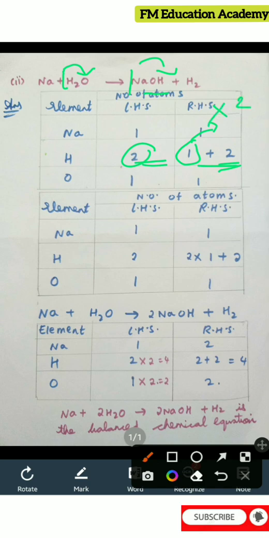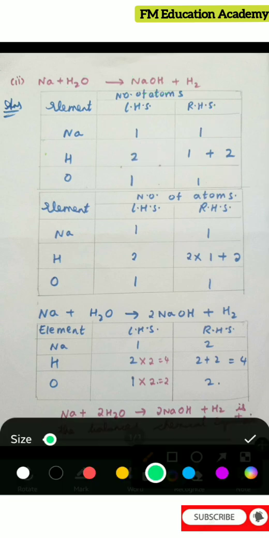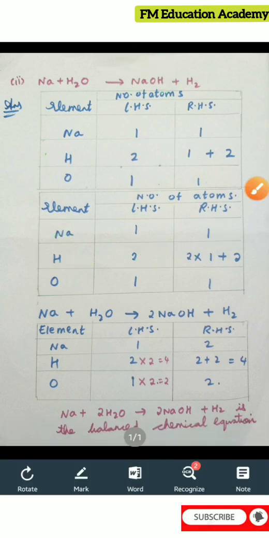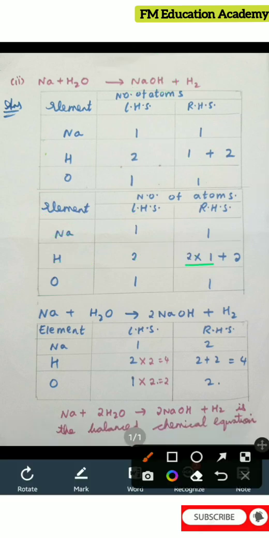So again draw the table, write down the same steps. Element, sodium, hydrogen, oxygen, number of atoms on LHS and RHS. Already on sodium, 1 atom on LHS and 1 atom on RHS. Now, what is the change here? Only the change is we are multiplying with 2 on hydrogen side. That is on RHS, we are going to multiply 2 here. So, where I should write this 2? I should write before NaOH. I cannot write below. Remember this. So, when I multiply this 2 with 1, it becomes 2 plus 2, that is 4.